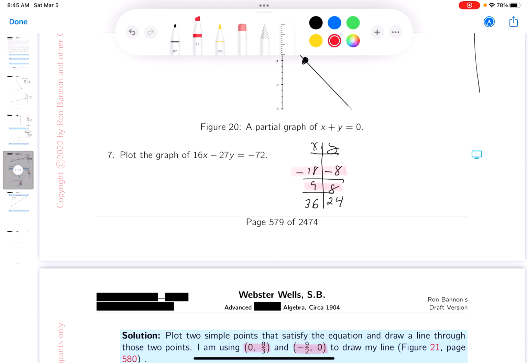All right, let's write this down. So what's it going to be? I'll write this over here: 16 times minus 18 minus 27 times minus 8. And they said it's equal to minus 72.